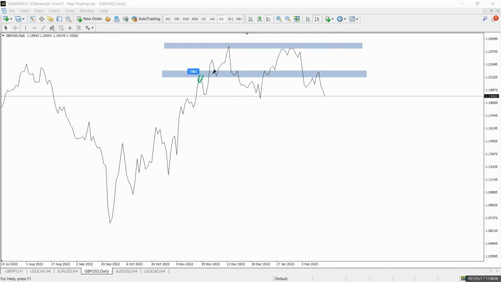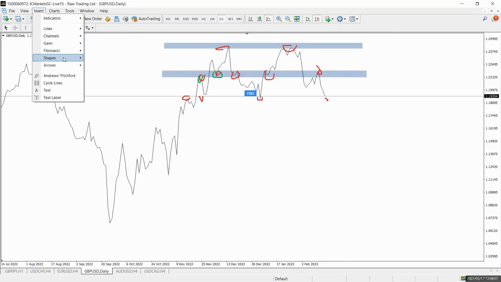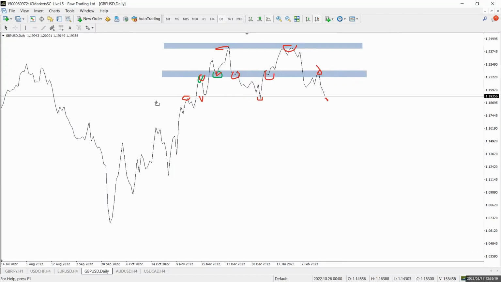Resistance, support. Let me change this to red. You can see right here, resistance, support, reaction, support, now resistance. You can see resistance, resistance. Now you can see resistance right here, support right here, support right here, and price is approaching this level. So I could still actually bring this to the upside, to this point right here.